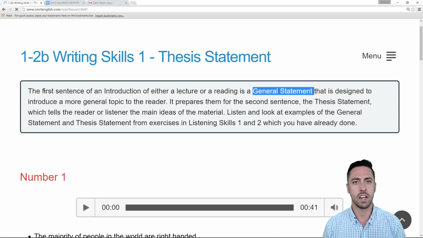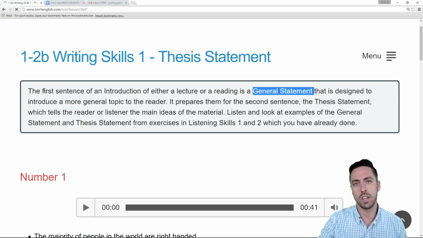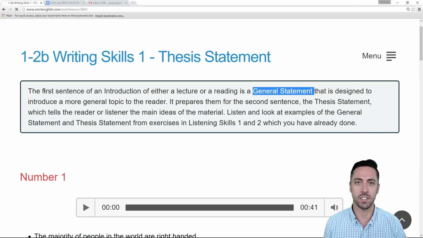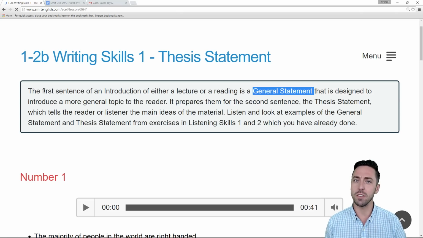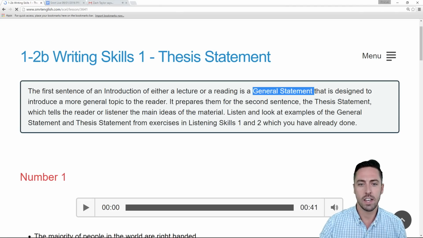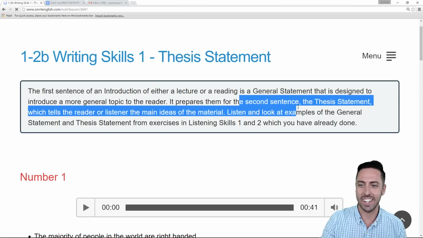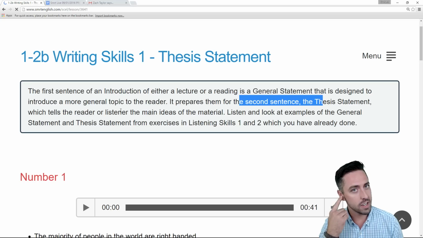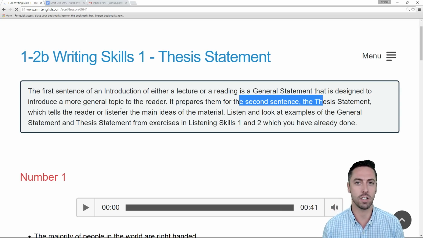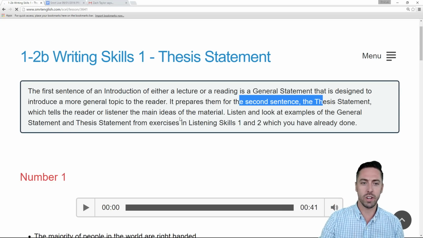What is the purpose? So if I was writing about freedom of speech in my country and how important that is, in the USA that's a very big tenet, a big facet of our culture. So if I'm writing about this, I'll just start talking about freedom in my first sentence there to introduce the general idea. And it prepares for the second sentence, the thesis statement, which tells the reader or listener, if it's a presentation or a lecture, what my main point is.